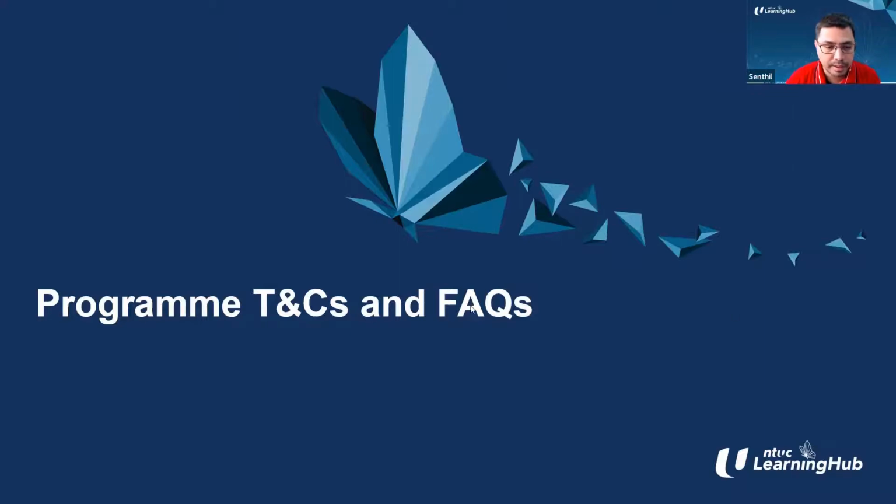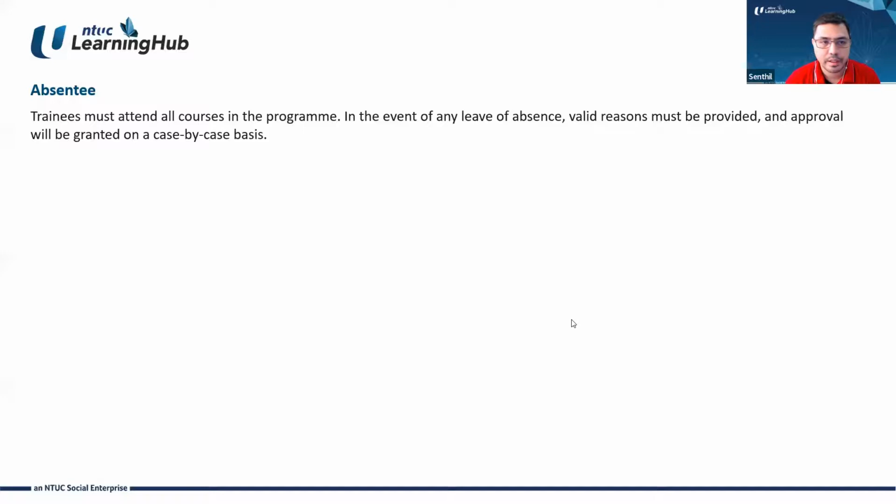So now I will share about the program FAQs. So the first topic is absentee. Trainees must attend all courses in the program. In the event of any leave of absence, valid reasons must be provided and approval will be granted on a case-by-case basis. So for example, if you're going on an MC, you may have to give us the MC letter. That is a valid reason.